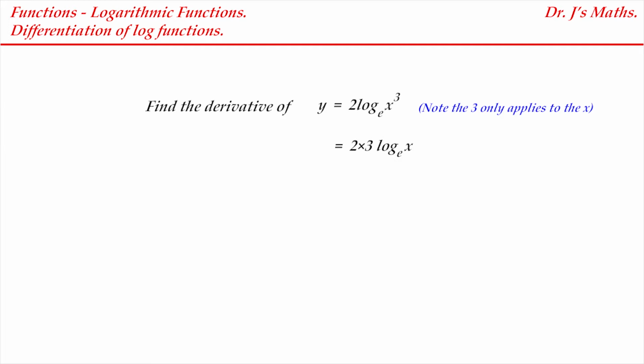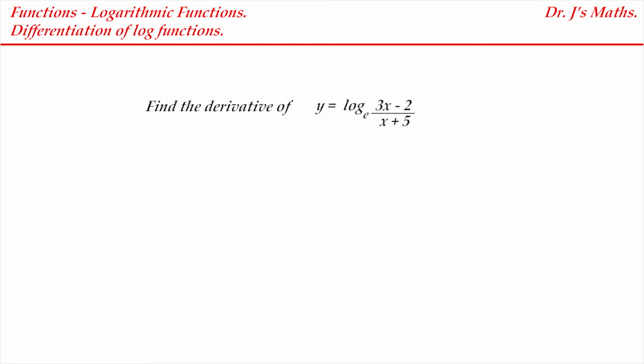Always think, can I use the log laws here? Very important. So now dy dx is a very simple procedure. 2 times 3 is 6, and log x to the base e is 1 over x, so therefore it's 6 over x. Important to remember the distinction.